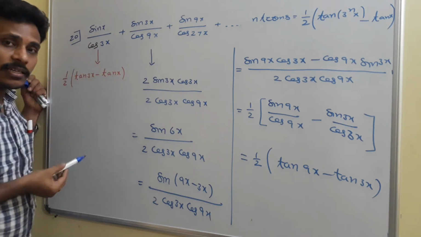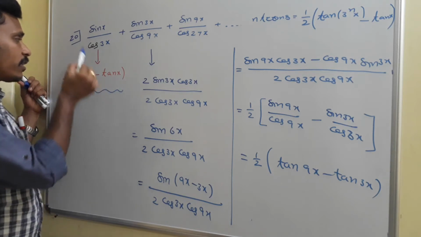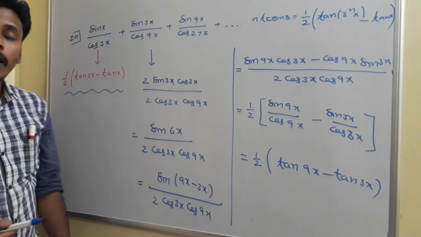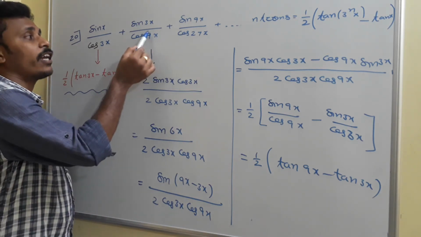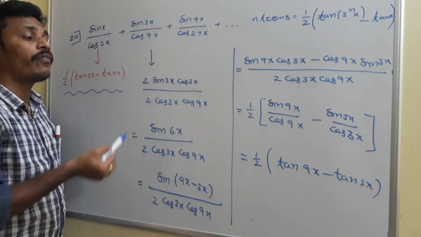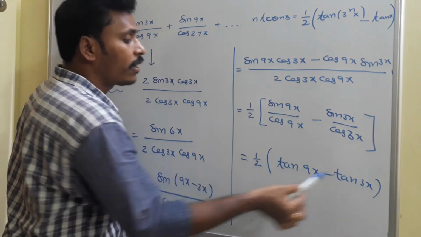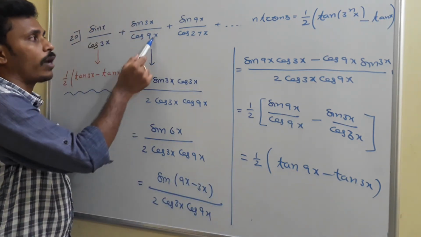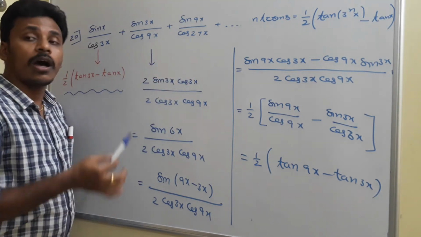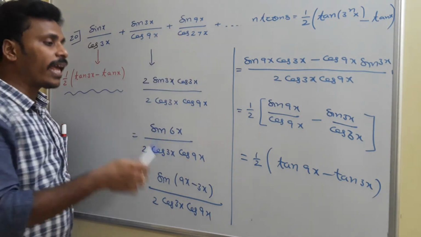You just look there. For the first term the angle in the denominator is 3x, the angle in the numerator is x, that's why the simplification of the first term is half tan 3x minus tan x. In the second term the angle in the denominator is 9x and the angle in the numerator is 3x, and that's why its simplification is half tan 9x minus tan 3x, involving these two angles. In a similar way, if you simplify the third term, you will get half tan 27x minus tan 9x.